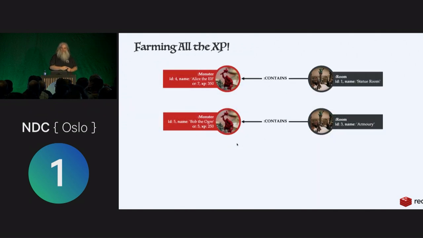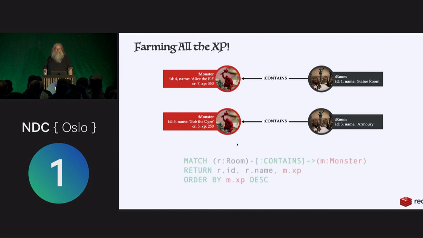To do that with a graph database using Cypher, we need to match a pattern of the room contains a monster. So every room that contains a monster is going to give us a row of results. And then we're going to return the ID, the name, and the experience points for those rows. If a room does not contain a monster, it's not going to return anything.